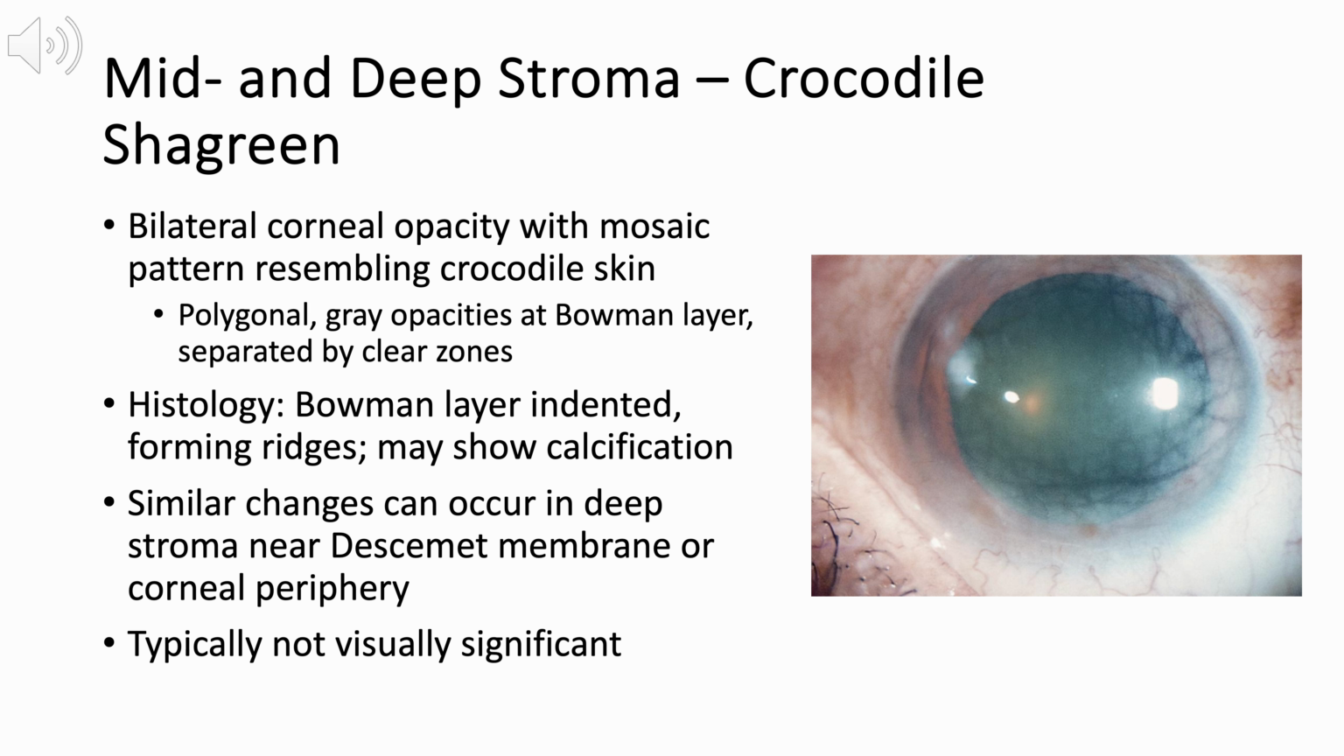Crocodile shagreen is a condition that presents as a bilateral corneal opacity with a mosaic pattern resembling crocodile skin. On closer examination, these appear as polygonal, gray opacities located at the Bowman layer, separated by distinct clear zones. From a histologic perspective, the Bowman layer is indented, forming ridges, and in some cases, there may be evidence of calcification. It is important to note that similar changes can also occur deeper in the stroma, particularly near the Descemet membrane or along the corneal periphery. Despite its characteristic appearance, crocodile shagreen is typically not visually significant and is often detected incidentally during routine examination.